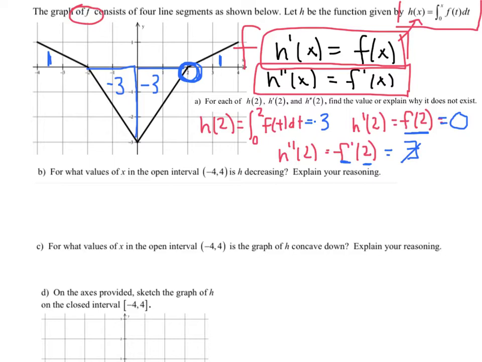Alright, moving on, part B. For what values of x in the open interval is h decreasing? Explain your reasoning.